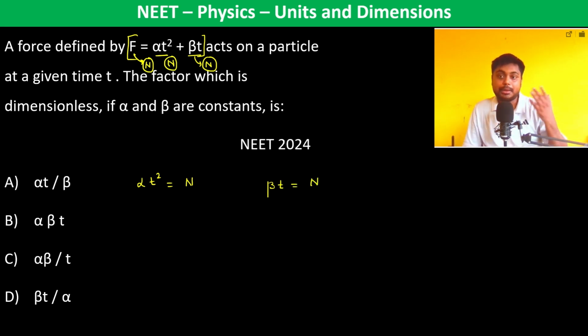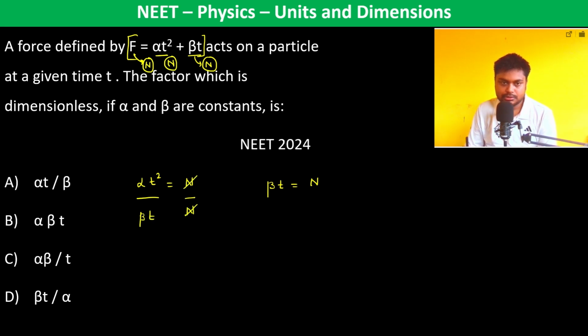So what is going to be dimensionless? That's what they're asking. If we divide by beta t, which is also in Newton, so t is gone. Therefore alpha t by beta becomes dimensionless.